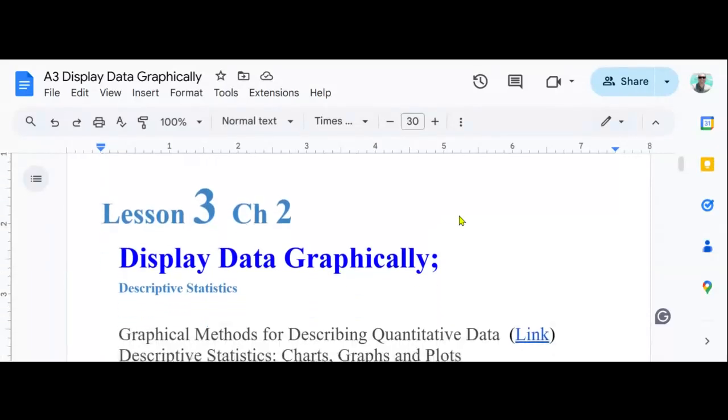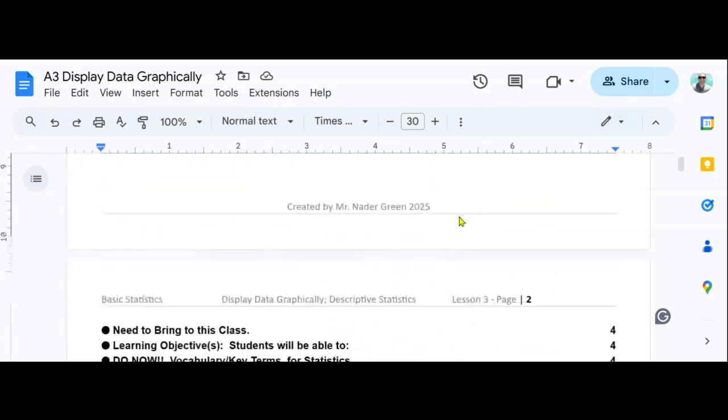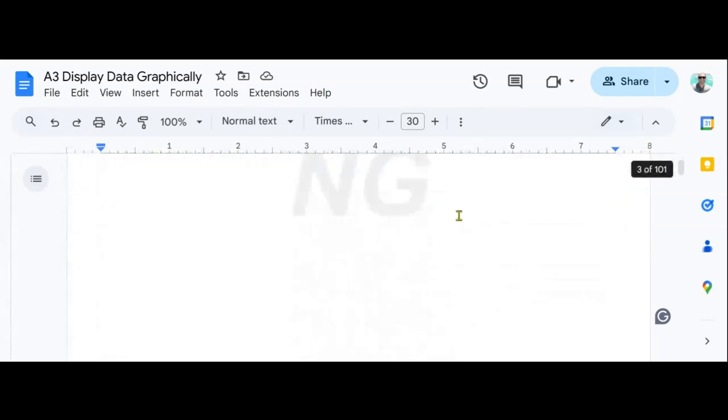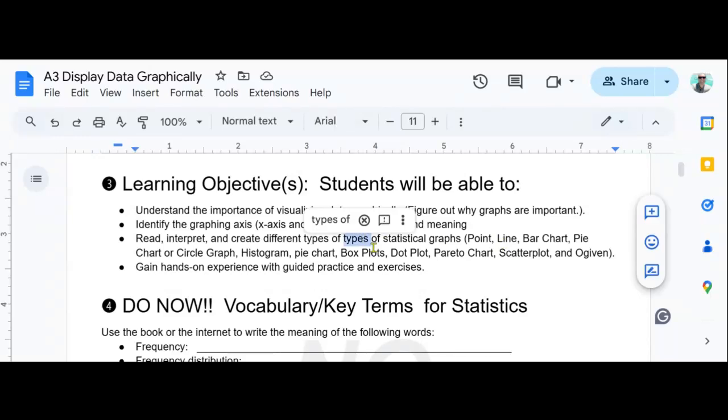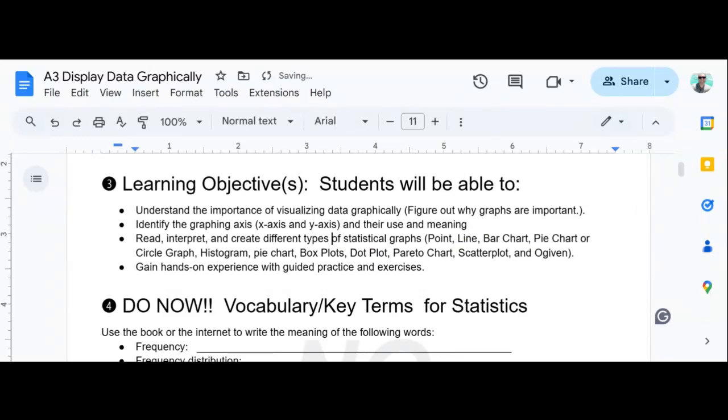Displaying data graphically. The objectives here: understanding the importance of visualizing data graphically. Identify the graph axis, x-axis and y-axis, and their use and meaning. Read and interpret and create different types of statistical graphs, like points, line, bar chart, pie chart, or circle graph, histogram, pie chart.